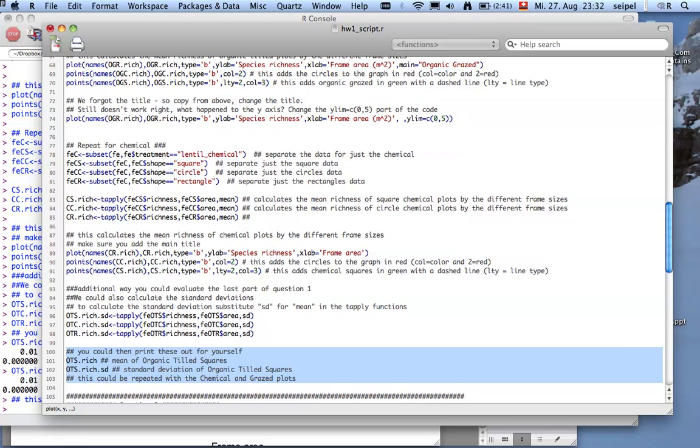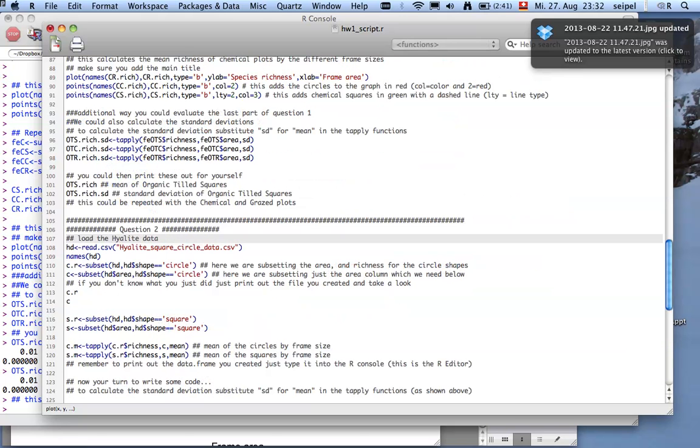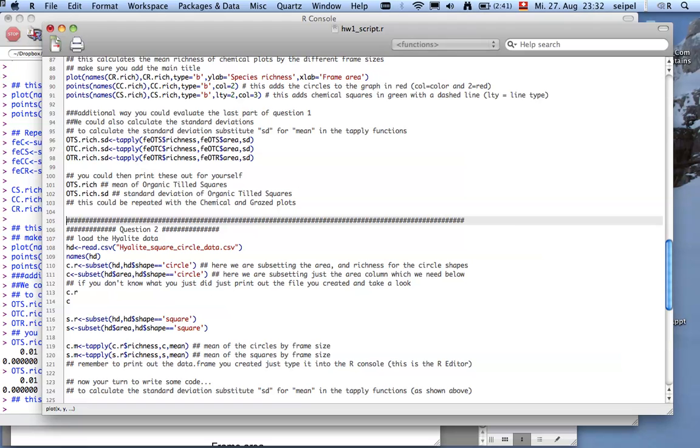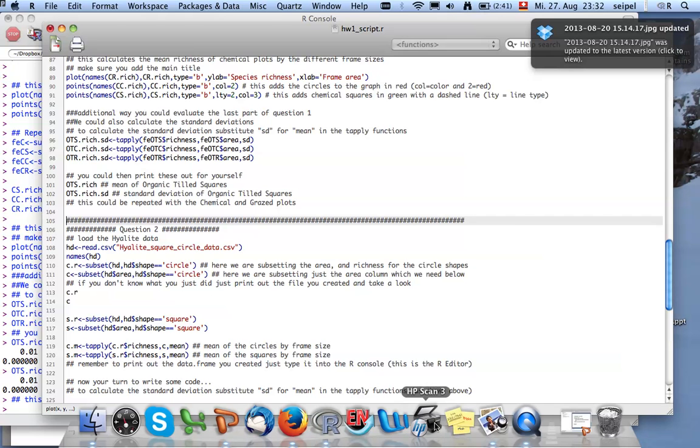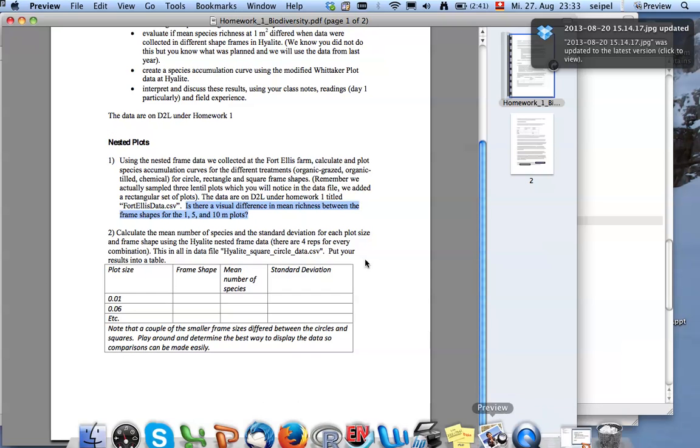So I'll move on to question number 2, and that's going to actually use some circle square data that we had from last year from Highlight, and it asked a similar question, and this data was collected in a similar spot as to where we did our modified Whittaker plot.